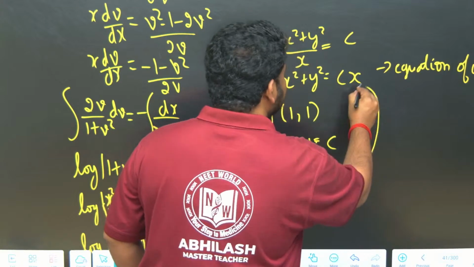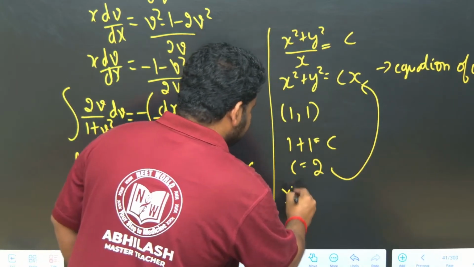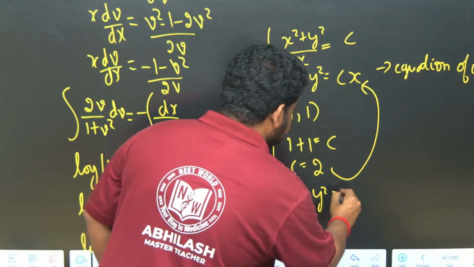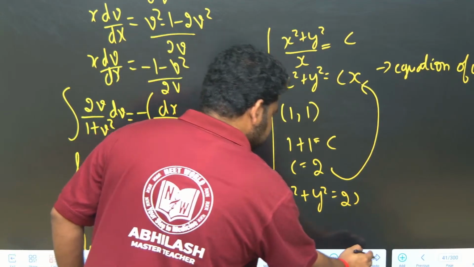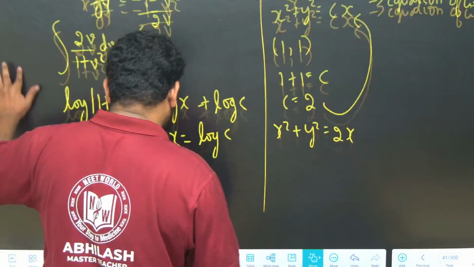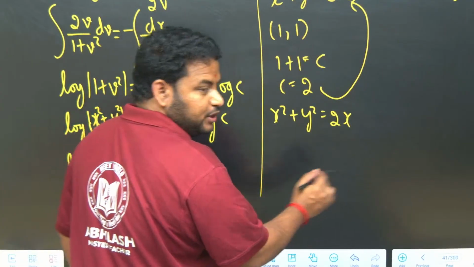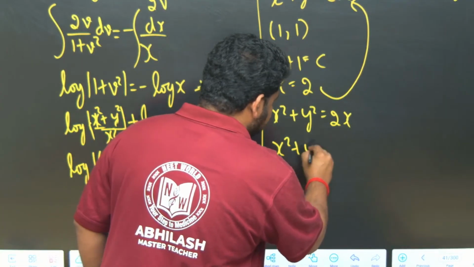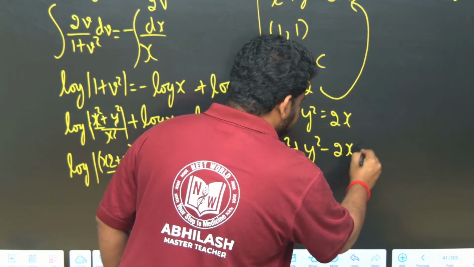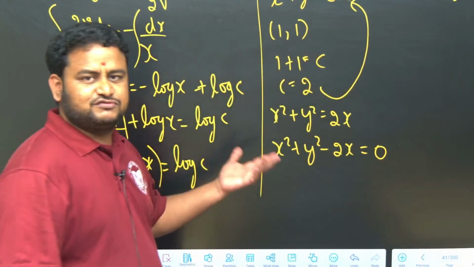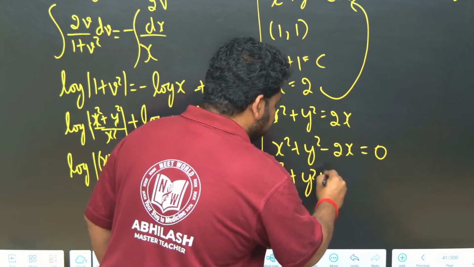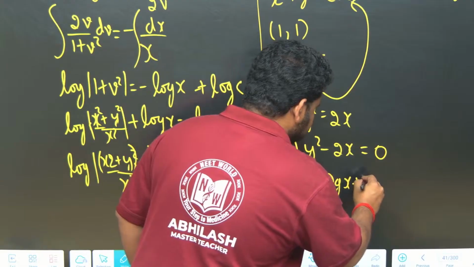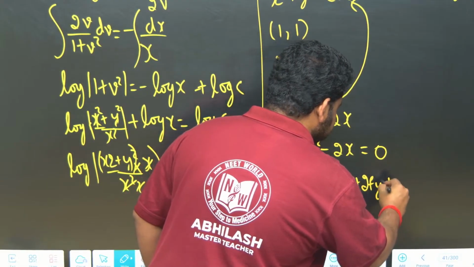If I put c is equal to 2 here, what will I get? x square plus y square is equal to 2x. If I bring it to the LHS, very important, x square plus y square minus 2x is equal to 0. So this is of which form? This is the general equation of the circle, x square plus y square plus 2gx plus 2fy plus c is equal to 0.